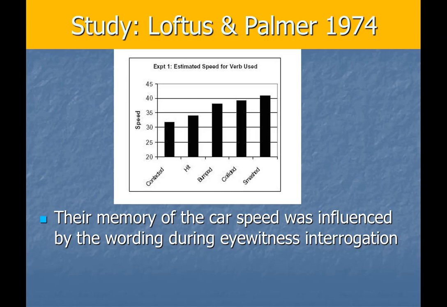So the argument from that first experiment in this study was that the participants' memory of the car speed, what they remembered about that scene they had just briefly seen as eyewitnesses, their eyewitness memory of how fast the cars were going, seemed to be influenced or biased by the wording that happened during that eyewitness interrogation later, right? You can see how this would have implications: the language used by police officers during interrogation might change how eyewitnesses remember events that happened.